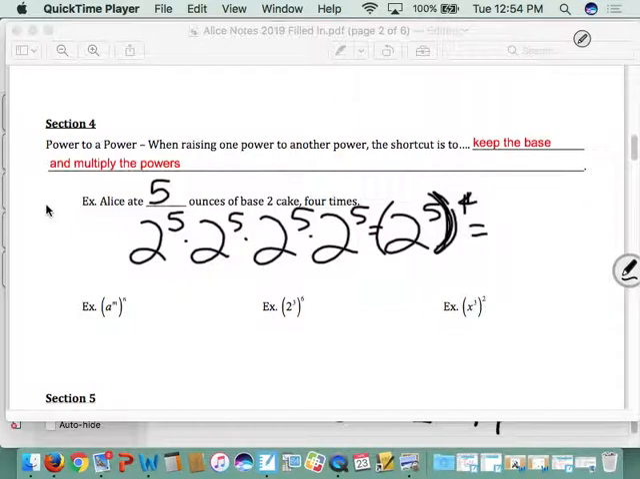So here is one base, 2 is our base, power to power, and the shortcut is keep the base and multiply the powers. So our answer would be 2 to the 20, which makes sense mathematically because this is 4 groups of 5. So here are 3 examples supporting power to power.